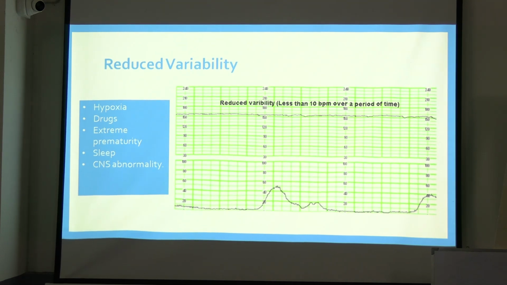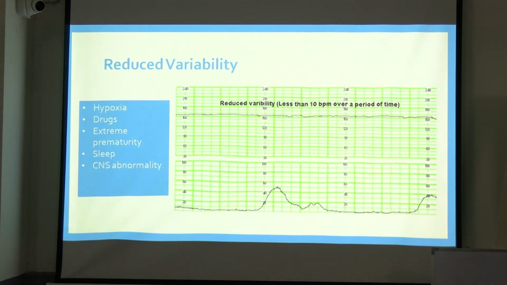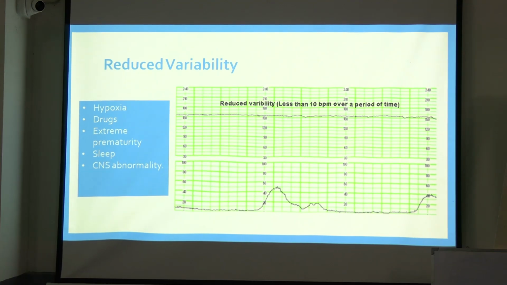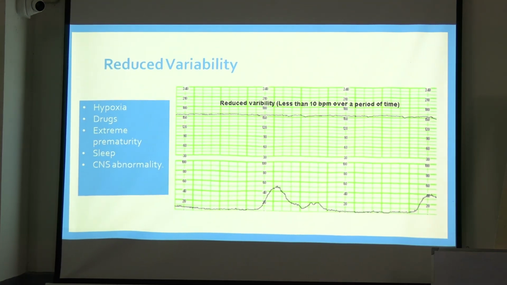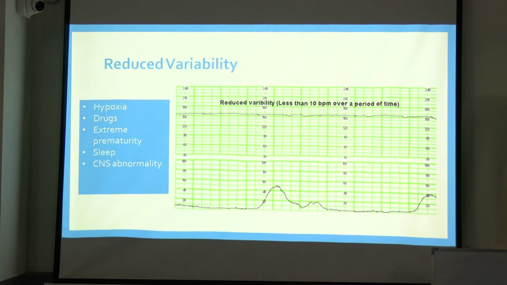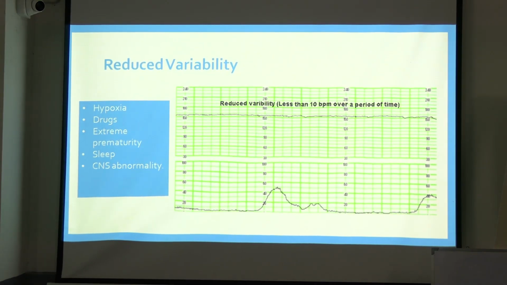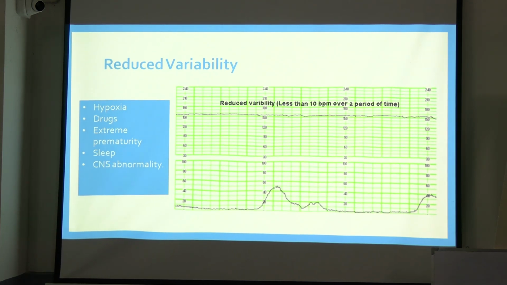If that is not possible, you will start an IV line. You will ask the patient to lie in the left lateral position to stimulate the baby. Okay. The first and foremost thing you will suspect is the normal thing, that is sleep. Sleep is normal. If after that variability is still reduced, then you will suspect hypoxia. And obviously gestational age, prematurity, you will already know whether it is a premature baby or term baby. And if any CNS abnormality is there, that can cause reduced variability.